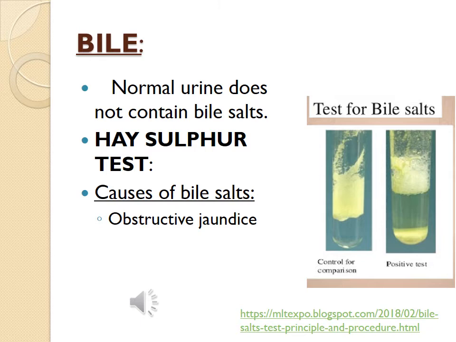So what is the cause of urine containing bile salt? Obstructive jaundice. So because of obstruction, the bile does not flow to the intestine. It's absorbed from the biliary canaliculi into the bloodstream, and then it comes in the urine.